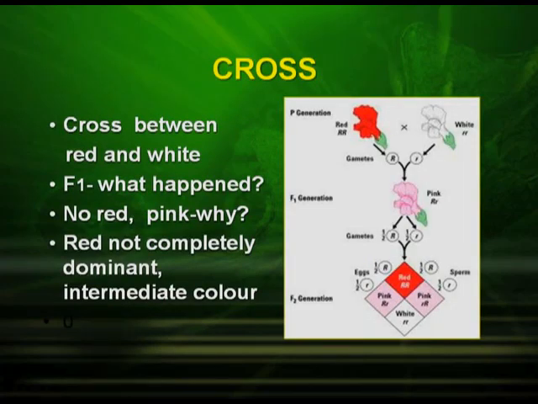When this red flower and the white flower were crossed, let us see what the result was. In the F1 generation, what happened? Oh, we got pink flowers. Now, what is the reason for having pink flowers? According to the law of dominance, it should have been a red flower because red is dominant over white. What is the reason for having a pink color?